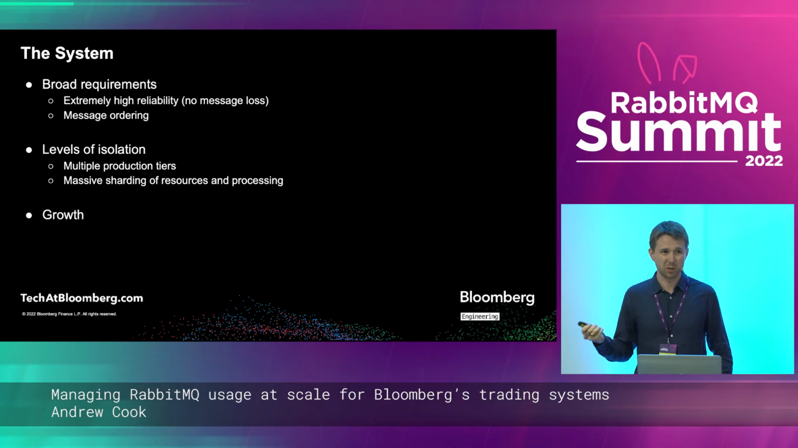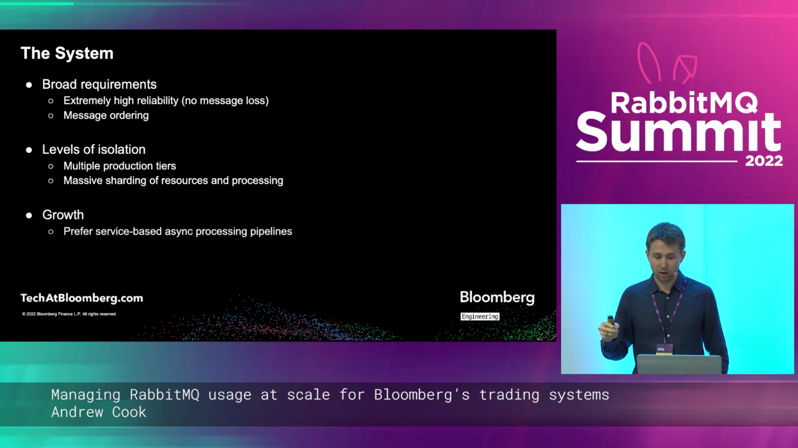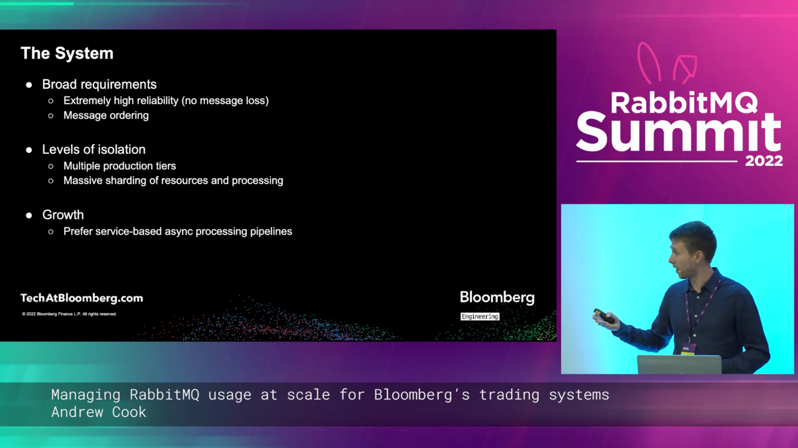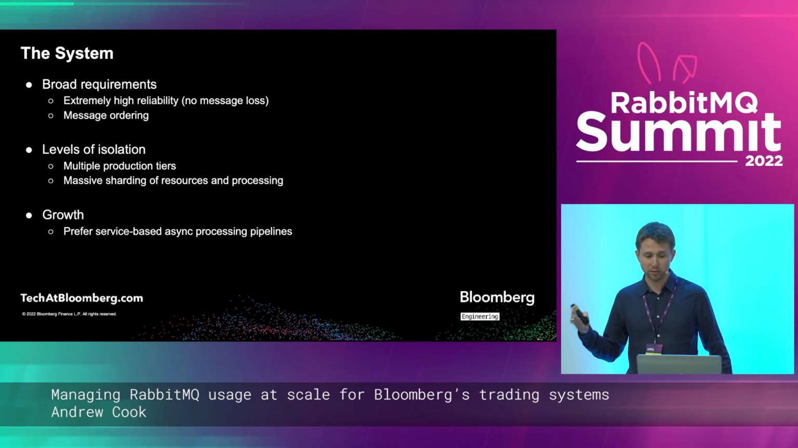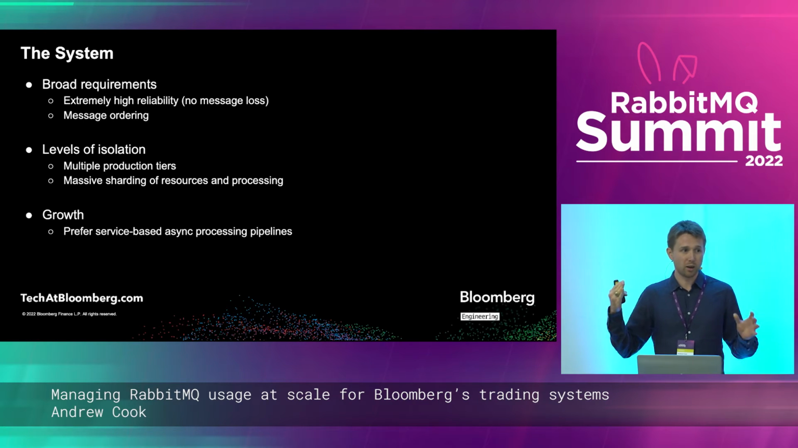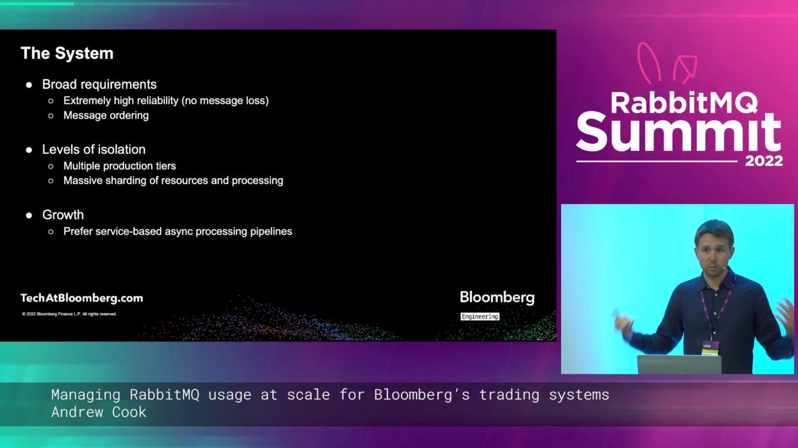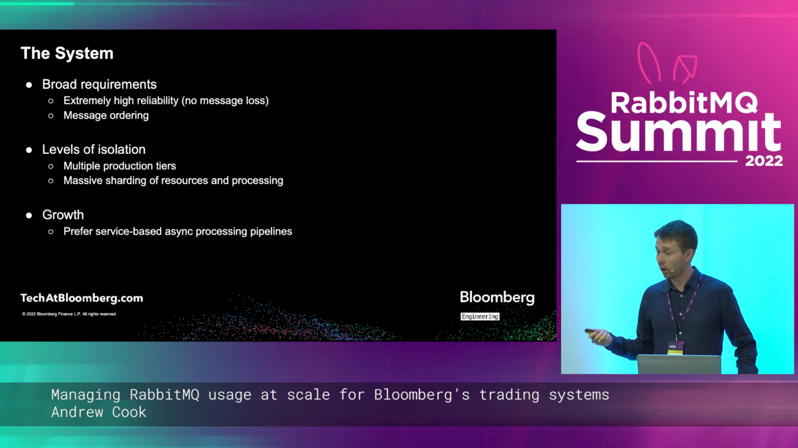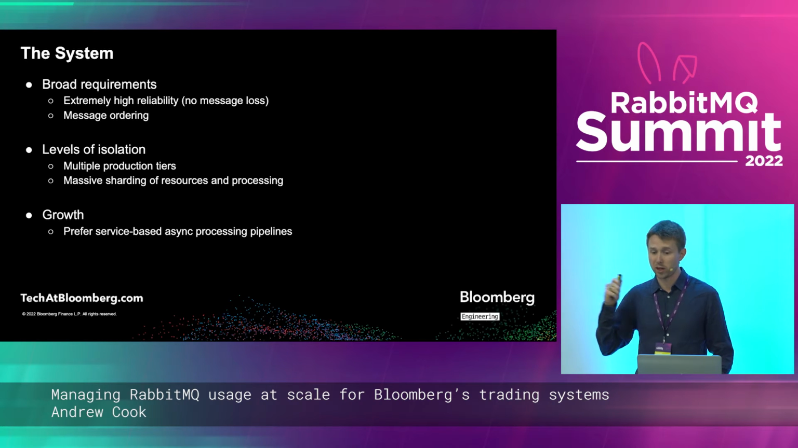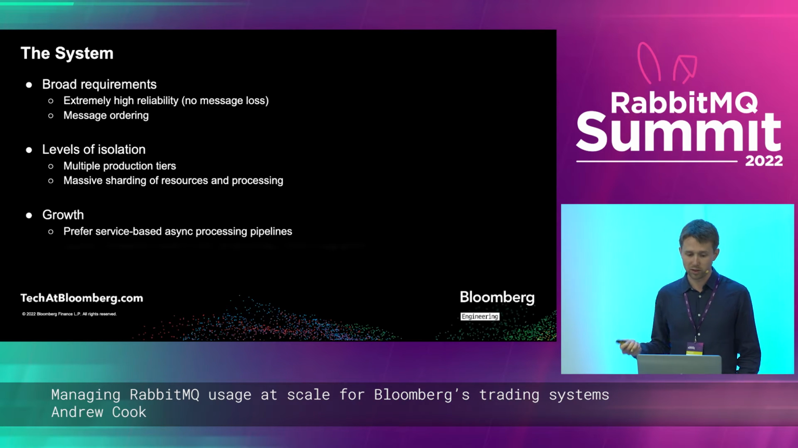And finally, we do have growth of different kinds. Just like most businesses, we have a lot of ways in which we need to grow the system, both from natural events happening and from how we are structuring our processes differently. We're an old business. We started in the 90s, but obviously, these days, in order to keep up with the scale, in order to keep up with the business, and also to have a well-engineered system, we prefer service-based async processing pipelines. We have to make sure that those run efficiently.